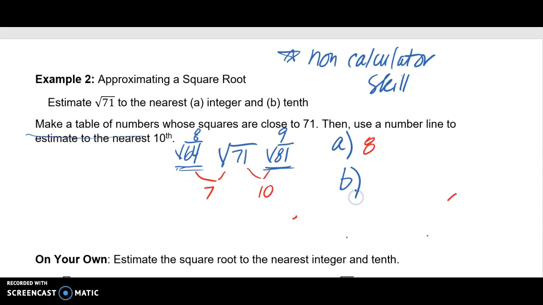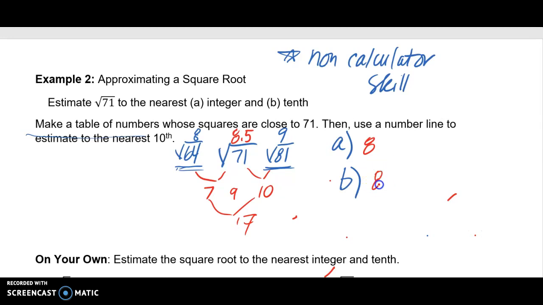Okay, example B is a little bit more challenging. This asks me to approximate it to the nearest tenth. What I like to think about here is, again, my entire distance between these two numbers is 17 units. Half of that is about 9, but 9 doubled is 18. So if halfway is 9, it's not exactly halfway. And halfway as a decimal would be 8.5. So I know it's not exactly halfway.